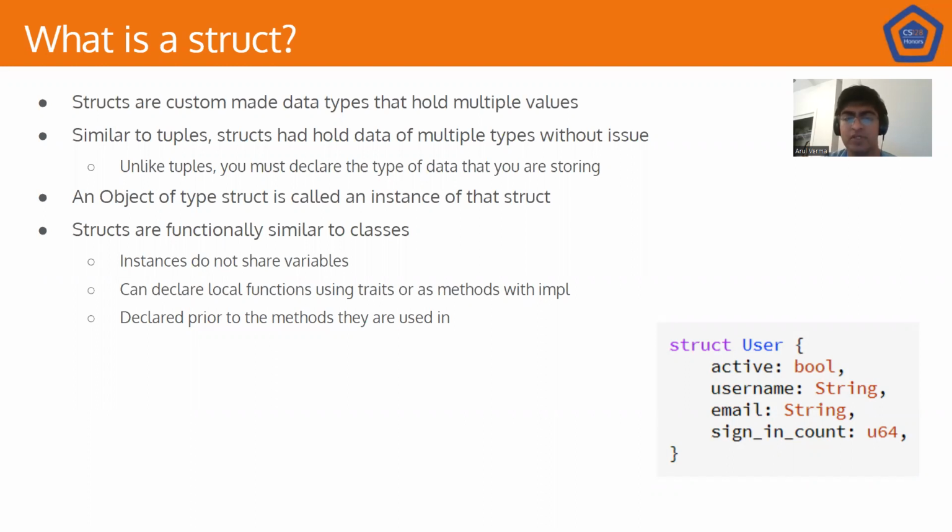An object of a type struct is called an instance of that struct. You'll hear me use the word object and instance interchangeably, so be aware that I'm referring to the same thing, an instance of that struct. Structs are functionally very similar to classes. Instances do not share variable data, so unless you declare the variable static, the variable data is not shared across instances. And you can declare local functions using traits and impl. And impl allows you to create methods for your struct that you can access at any time using instances. And generally, you declare structs and classes prior to the methods they're used in. However, that's not necessary in Rust.